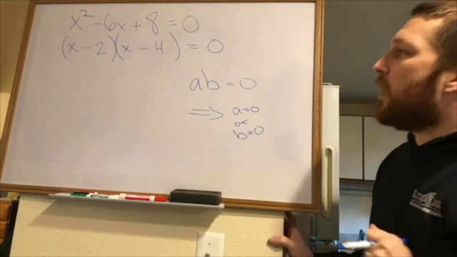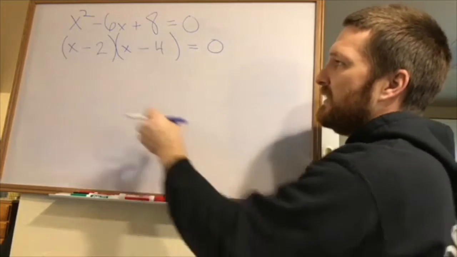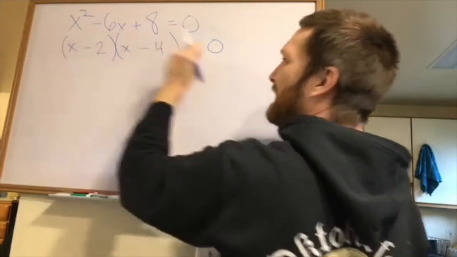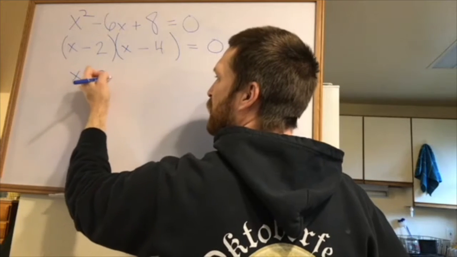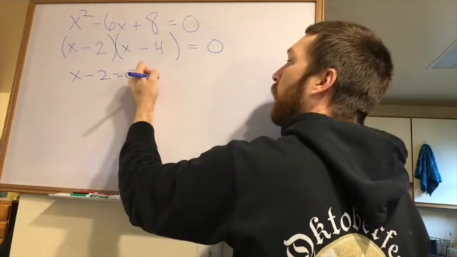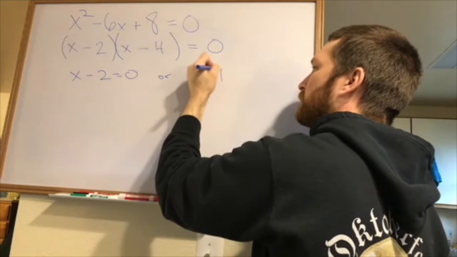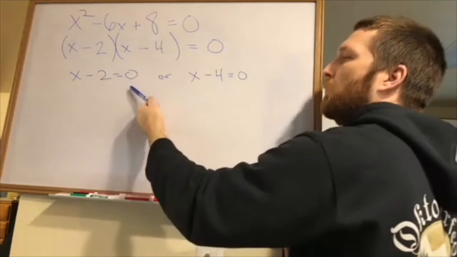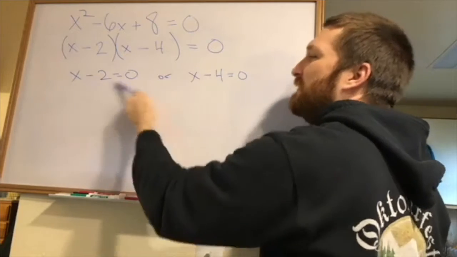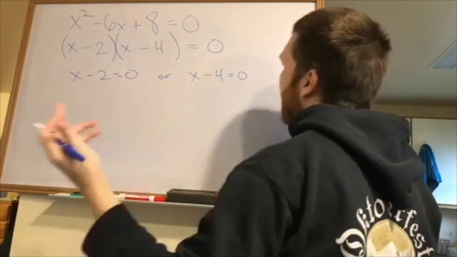And so, okay, then that means that either this is equal to 0. So it must be the case that either x minus 2 is equal to 0 or x minus 4 is equal to 0. So what does x have to be for this equation to be true? 2. It has to be 2.